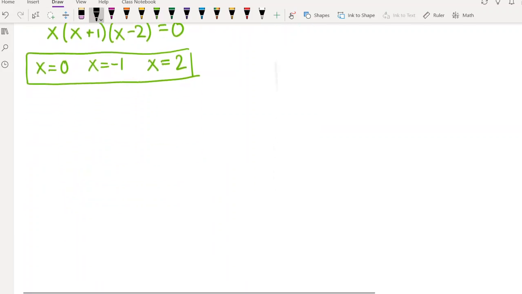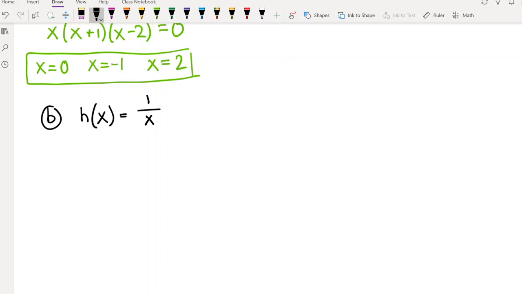So B is a little bit different, but same exact idea. B was h of x is equal to 1 over x minus 1 over 5 over x minus 5. So again, we want to just figure out what numbers would make this undefined. In this case, we have multiple fractions going on, so we have two denominators to check. We have this and we have this.